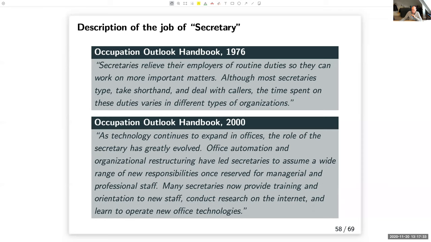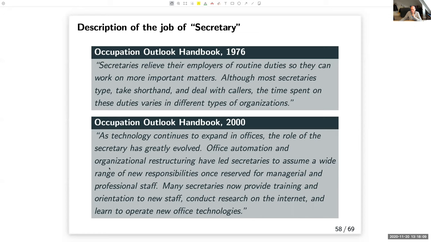In 2000, that same occupation was described, and the tasks that a secretary had to do were described very differently by these experts labeling these task dimensions to these occupations. They said, as technology continues to expand in offices, the role of secretary has greatly evolved, office automation, organizational restructuring, etc. So even within occupations, there might be a role for technological change.